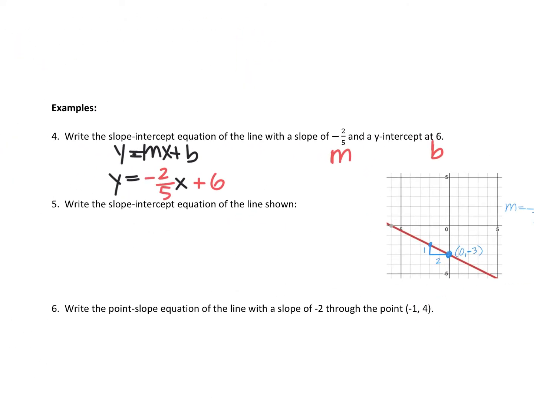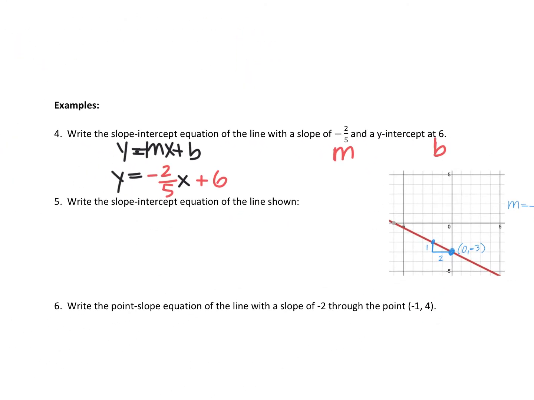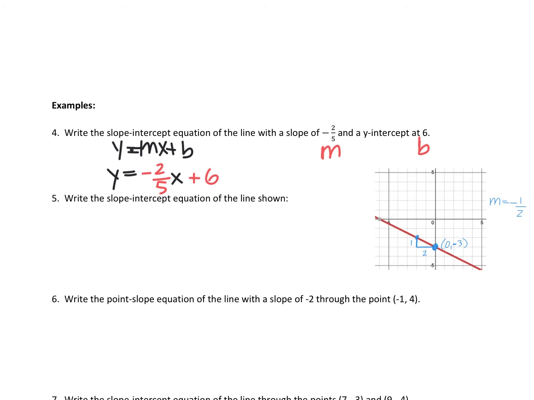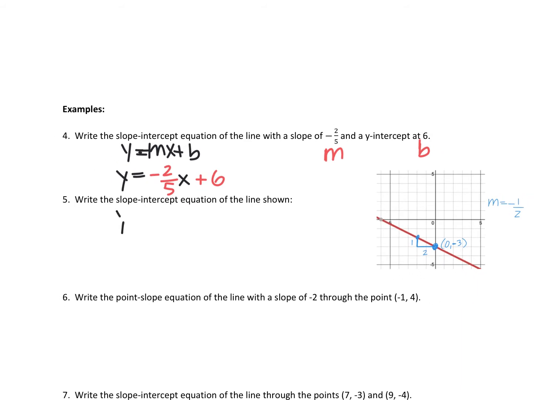So now we'll go to our equation. It does say write the slope-intercept equation of a line. So you have the slope, you have the y-intercept. We're putting it in y equals mx plus b, again, because it says slope-intercept. Instead of m, you will put negative 1/2. Instead of b, you will put negative 3. I'm hoping that this is review.